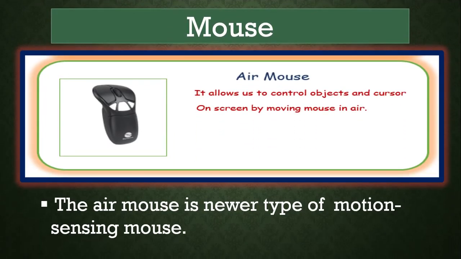Next is air mouse. It allows us to control objects and cursors on screen by moving the mouse in air. The air mouse is a newer type of motion sensing mouse. Air mouse means we can hold the mouse in our hand, and to control the object and the movement of the cursor, we can move the mouse in air. So this is a new type of motion sensing mouse. We will hold the mouse in air and we will move it, and according to the movement the cursor on the screen also moves.